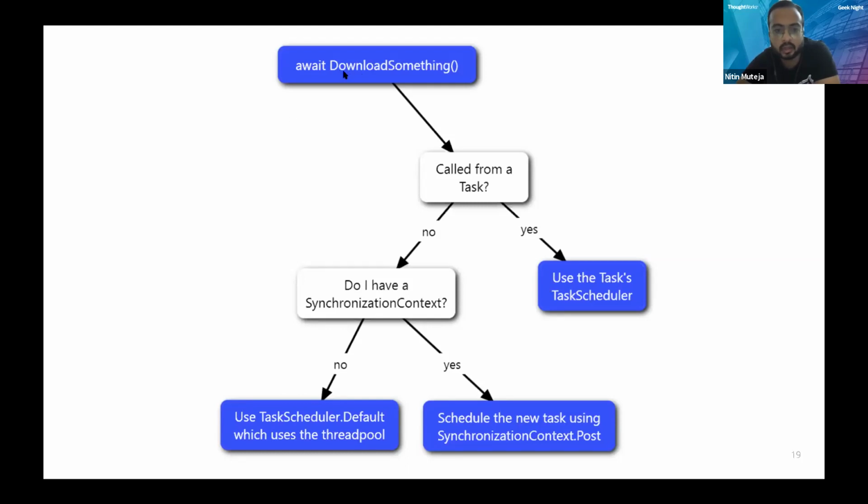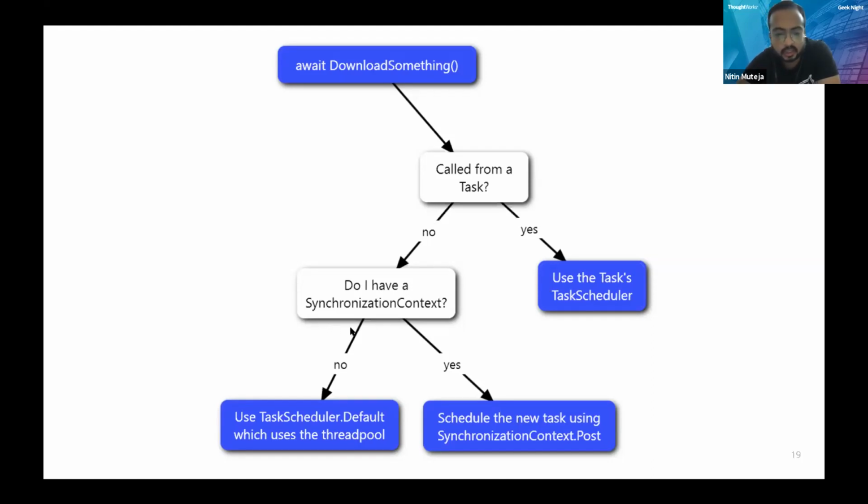So let's say there is a download something method and you are awaiting. So how does the scheduler actually work on it? It sees whether it is called from a task. If it is an external task from which this asynchronous method is invoked, then you need to use a task scheduler that you created.